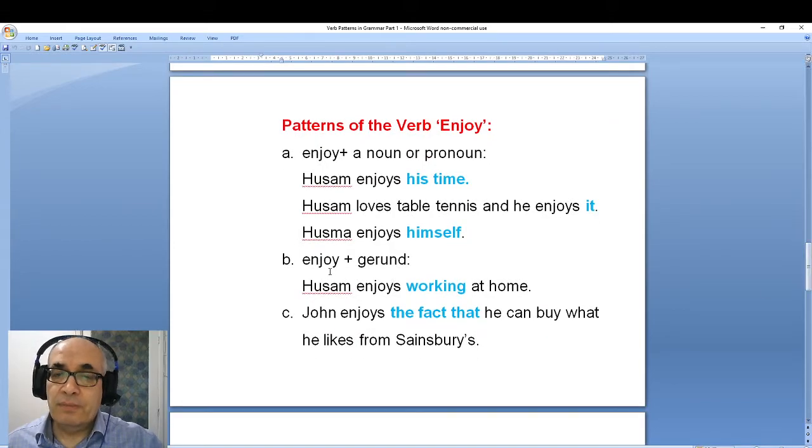For example, enjoy is a verb. What are the patterns of the verb enjoy? I am going to use enjoy in my speaking or in my writing. How do I use it?